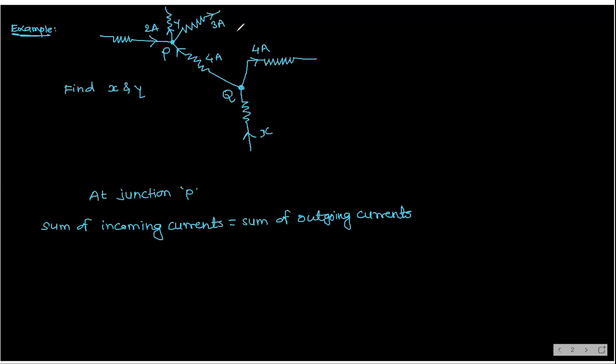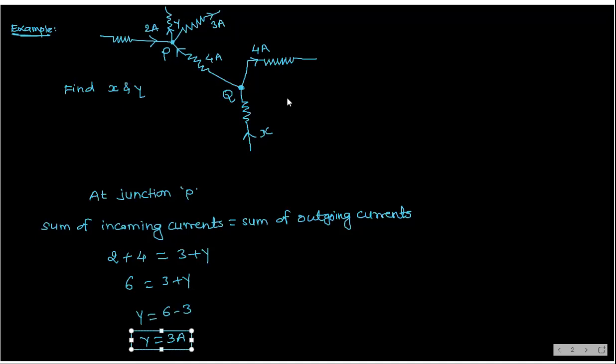The sum of incoming current at junction P, see what currents are coming. This 2 is coming towards the junction, so 2 plus this 4 is incoming, and outgoing is 3 plus Y. So 6 is equal to 3 plus Y, and therefore Y is equal to 6 minus 3, that is Y is equal to 3 ampere.